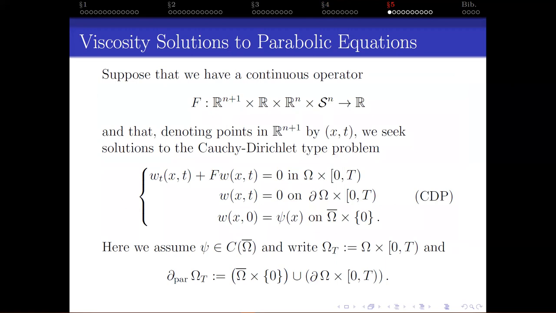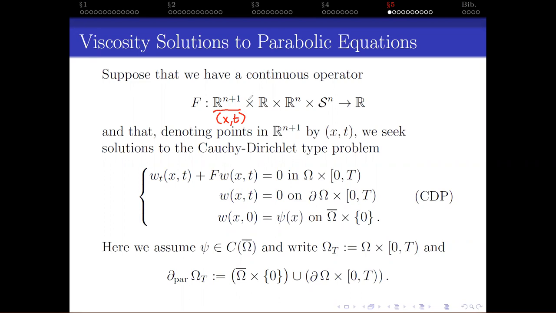All right. So this very last section, we're going to be talking about parabolic equations. What we're going to do is we're going to have a continuous operator, F, just like we had before, although you'll notice that I haven't said proper and degenerate elliptic here, and that's for a very good reason. We're going to assume, in this case, that unlike the previous cases, the point is not going to be just x. It should be x and t. So we're dealing with evolution equations. And what we're going to do is make a Cauchy-Dirichlet type problem using this operator. It's going to look like the t derivative plus F acting on the function is equal to zero.